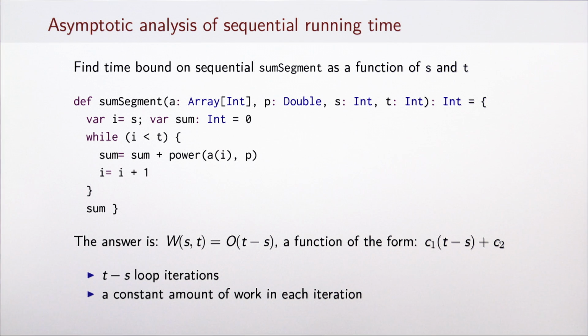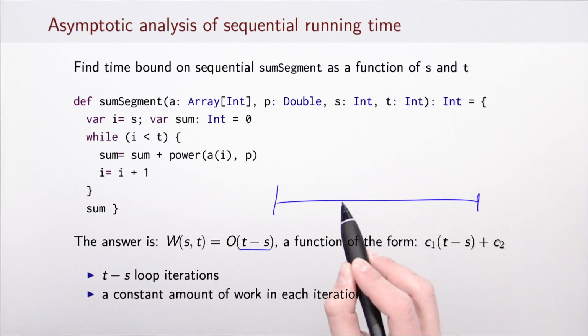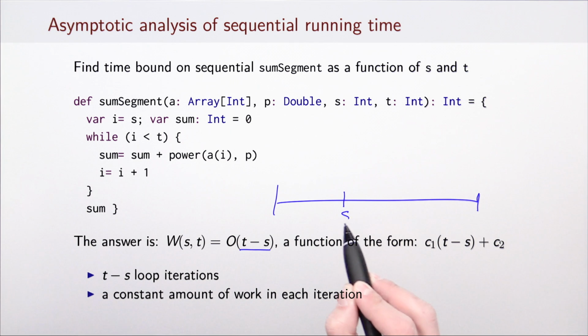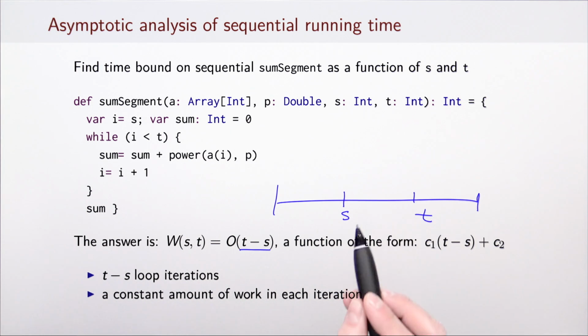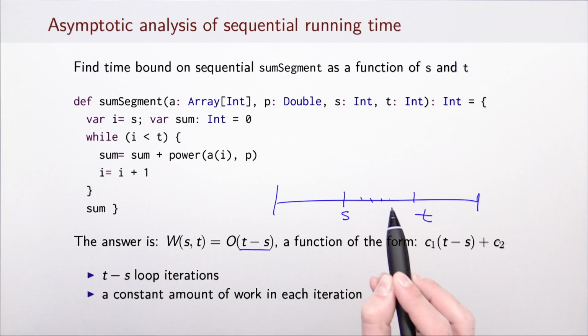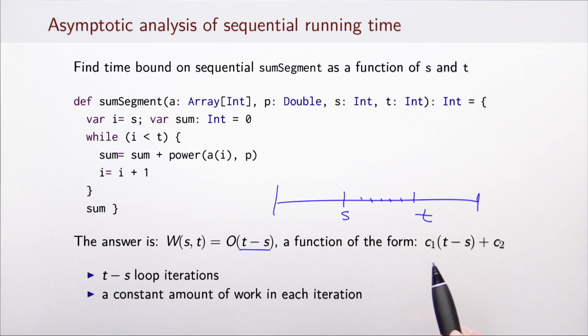The answer is that the running time is linear in the difference between t and s, because we have an array and we are processing elements from s to t. For each element of the array, we are taking a constant amount of time, which gives us some linear function of the form c1(t - s) + c2. These constants c1 and c2 may be important in practice, but are irrelevant for the asymptotic analysis, which only looks at the rate of growth of the function describing the performance.